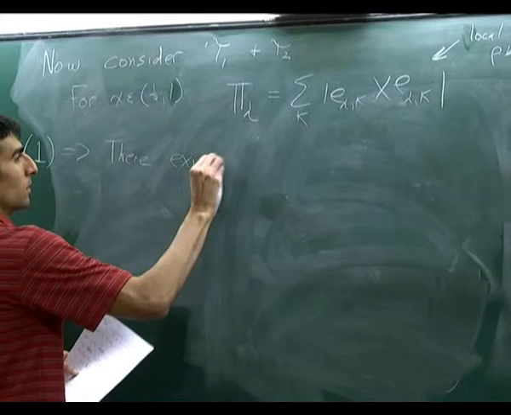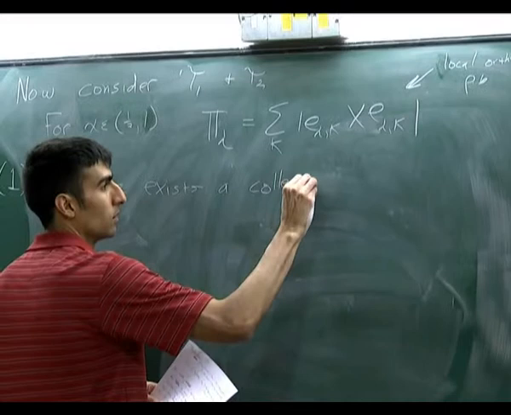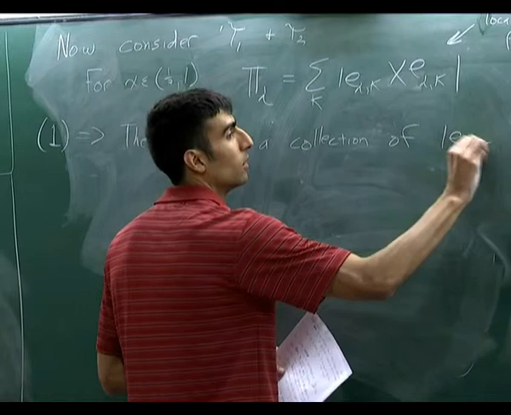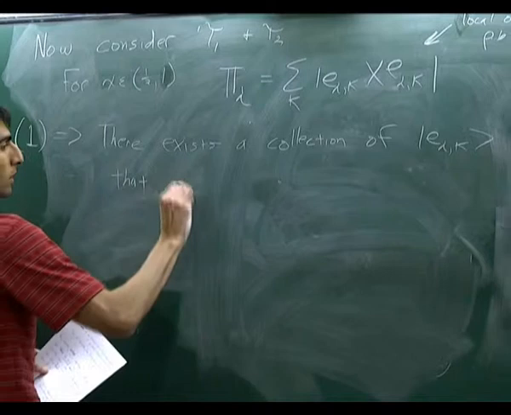So there exists a collection of eigenvectors E lambda that span the support of tau 2.